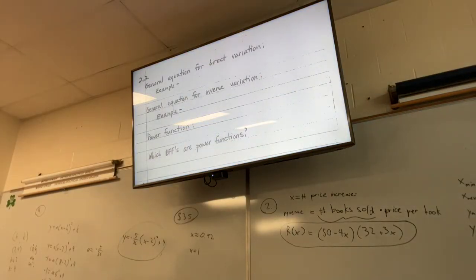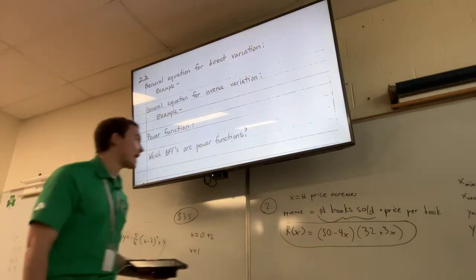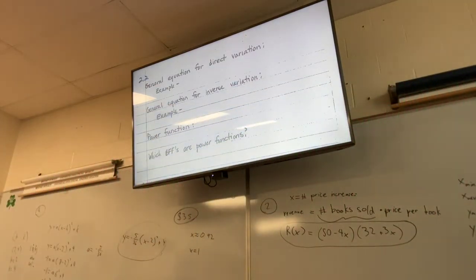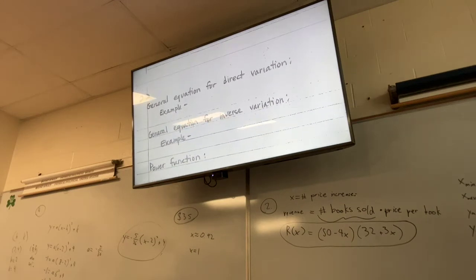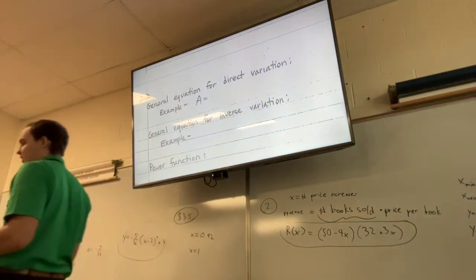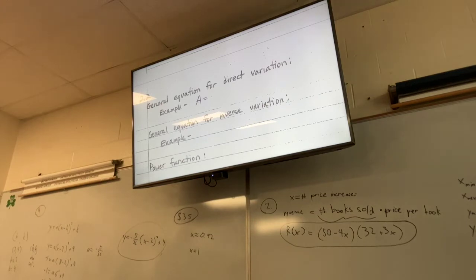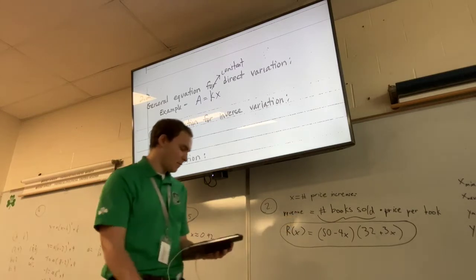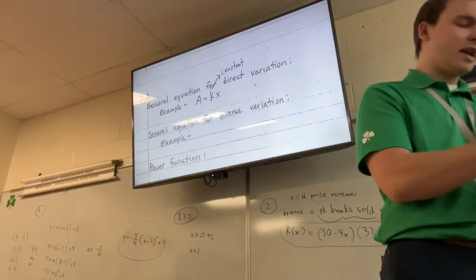All right, so the general equation for direct variation, okay? If a variable A varies directly, is directly proportional to a variable x, we're going to write A equals kx, okay, where k is a constant. Or you can write y equals kx, okay?